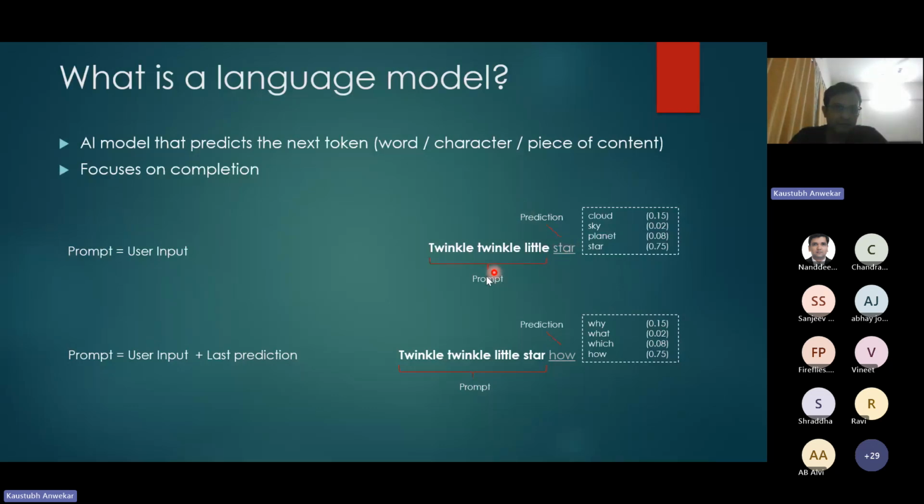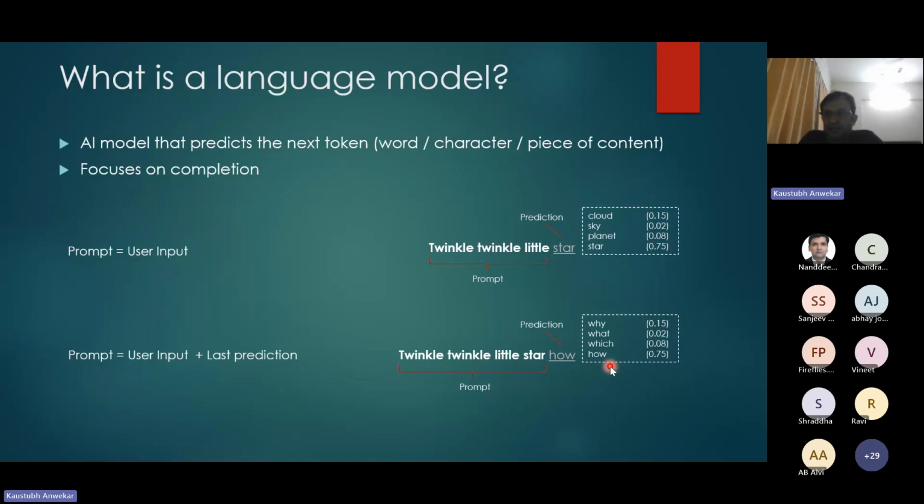So, obviously, for this prompt, twinkle, twinkle, little, the prediction is star. Now, because this focuses on completion, automatically it adds this prediction to the prompt, that is user input plus last prediction, that is star, and the whole thing becomes the prompt. And then the obvious next word gets predicted in the same way. This continues till it achieves the prompt that we have given it.